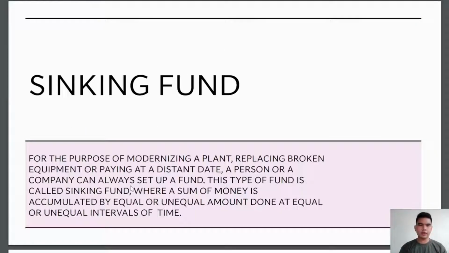First, let's define what a sinking fund is, which is going to help you answer the problem. For the purpose of modernizing a plant, replacing broken equipment, or paying at a distant date, a person or company can always set up a fund. This type of fund is called a sinking fund, where a sum of money is accumulated by equal or unequal amounts done at equal or unequal intervals of time. It is usually used for big projects that entail a huge amount of money.